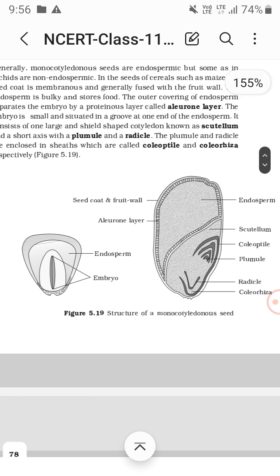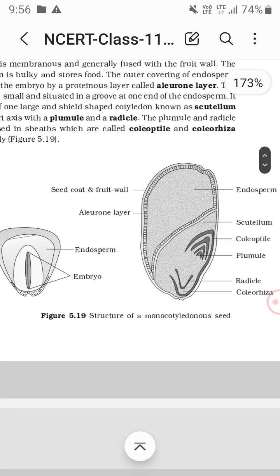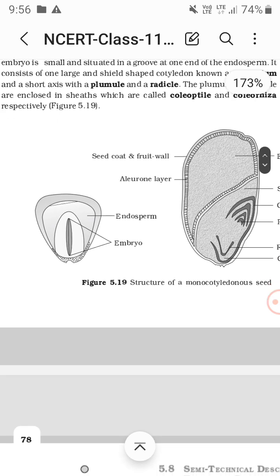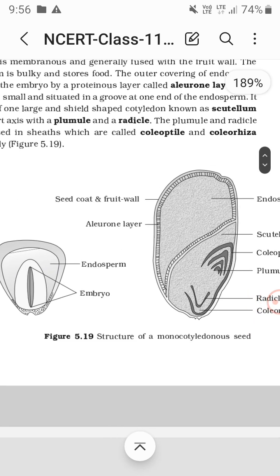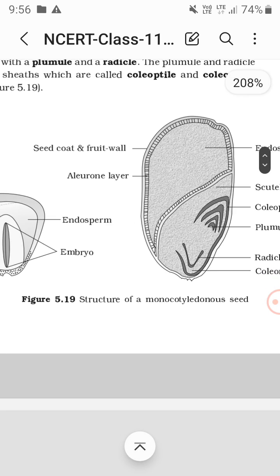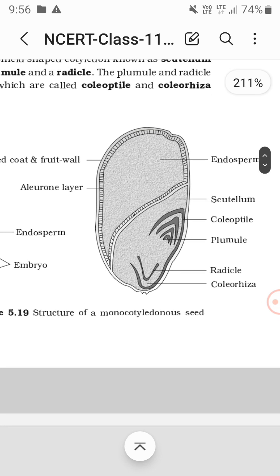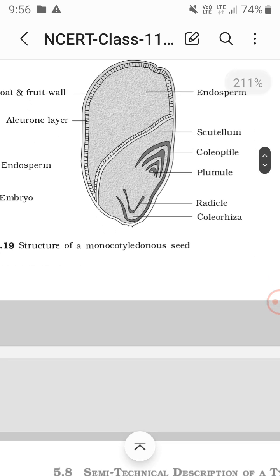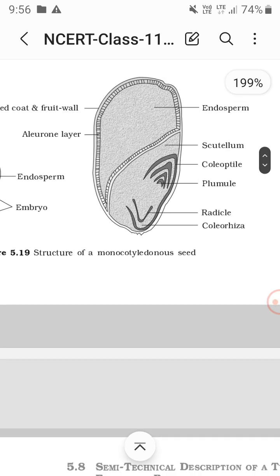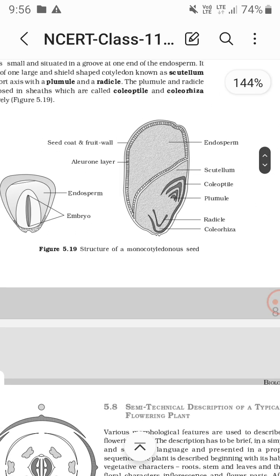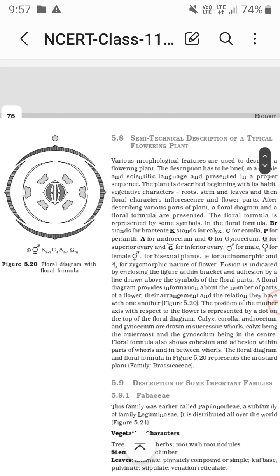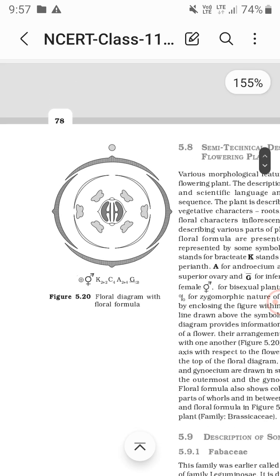You see the aleurone layer separating the embryo from the endosperm. So in the structure of a monocot seed, you see endosperm, embryo, then seed coat and fruit wall are fused in maize-like cereals, then the aleurone layer below that, then endosperm, then scutellum in the embryo. There is coleoptile, there is plumule and radicle, and coleorhiza covering the radicle. So semi-technical description of a typical flowering plant. You see this diagram.